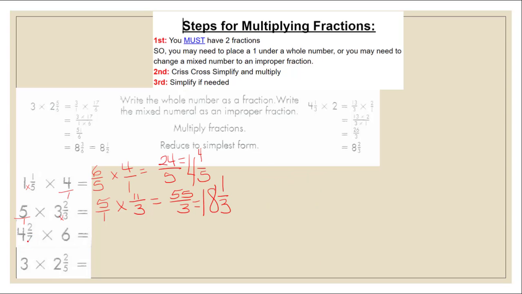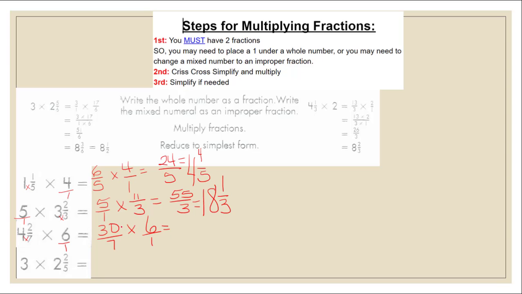Okay, on our next one we have a mixed number of 4 2/7 times 6 wholes. So we need to put a 1 underneath my whole. Take my mixed number and make it improper. So 4 wholes times 7 gives me 28, plus the 2 is 30 over the 7 times 6 over 1. Okay, and now I have 2 fractions, so I can see if I can crisscross simplify. And I can't. So now I can multiply.